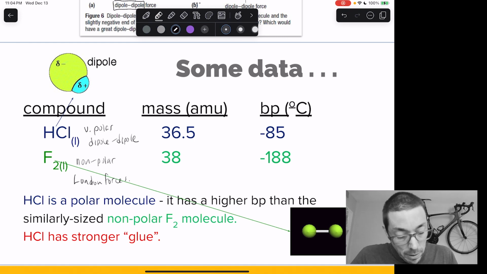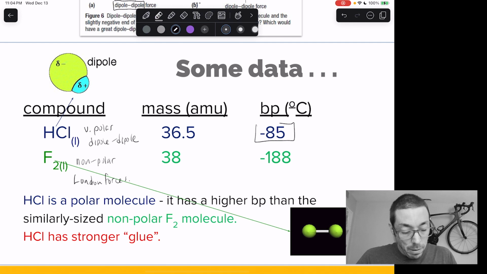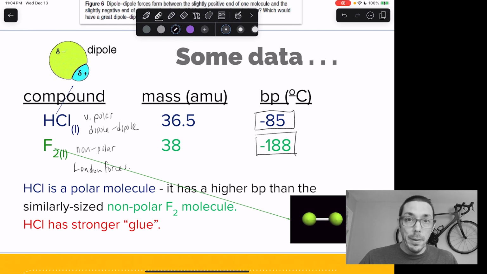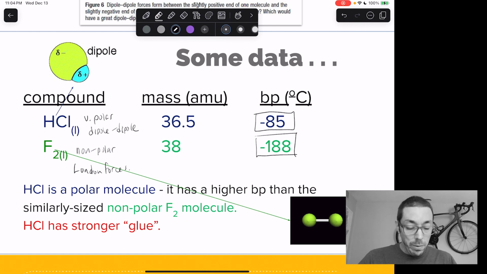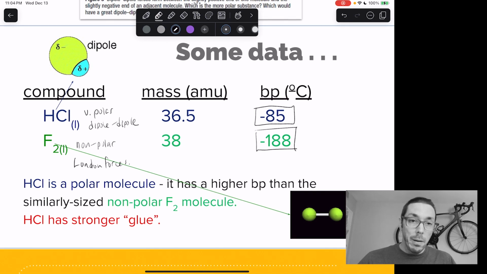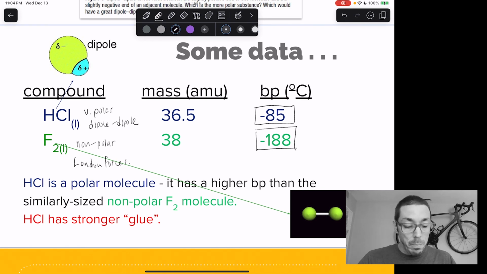And look at this. The boiling point of these two things is different by 100 degrees. And that's because of the dipole-dipole force in HCl. It's such a difference in attraction that it takes 100 extra degrees to boil HCl versus F2. So you can see that we're able to apply the concept of intermolecular forces now to explain the physical properties of these compounds.